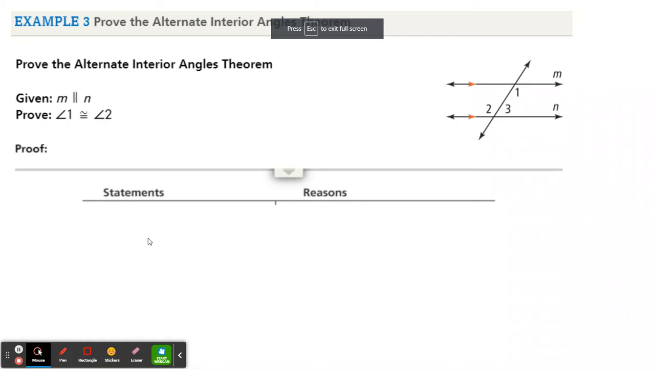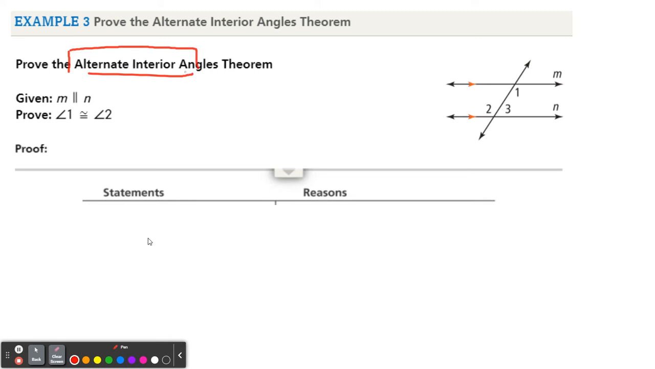Okay, so let's prove the alternate interior angles theorem. One thing you need to know about proofs is that if you're going to prove a theorem, like the alternate interior angles theorem, then you can't use that theorem. So in this picture, you don't know that angle 1 and 2 are alternate interior angles and that they're congruent because the lines are parallel. You don't, okay? That's what you're trying to find out.